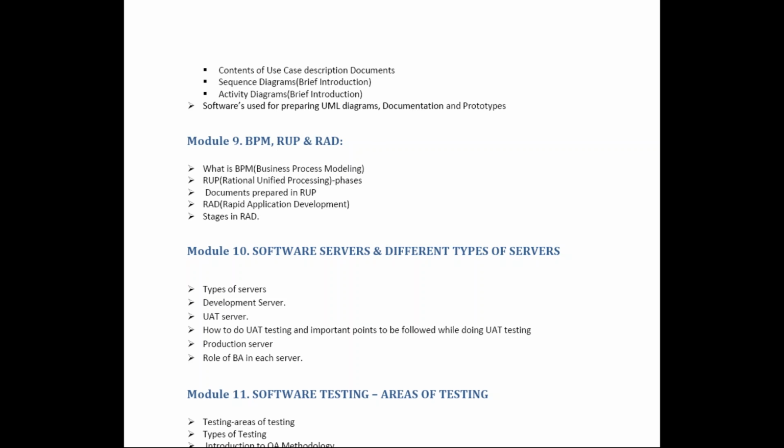BPM stands for business process modeling, RUP stands for rational unified process, and RAD stands for rapid application development. And here we are going to see the stages in RUP and the stages in RAD.